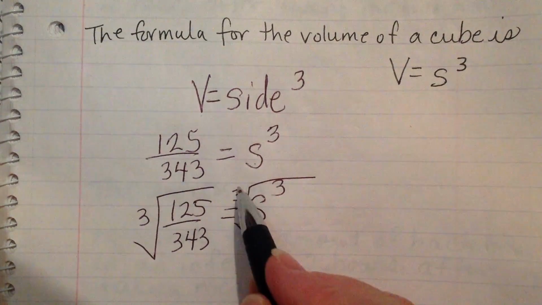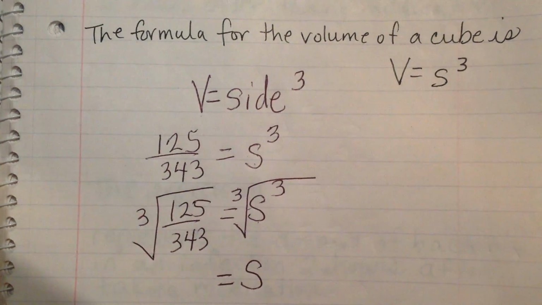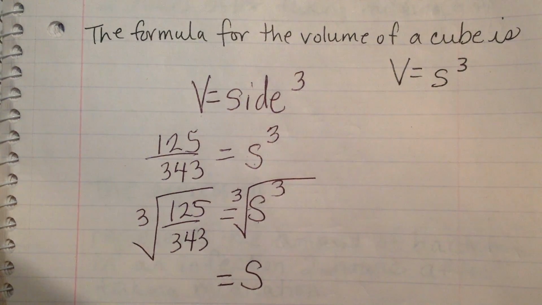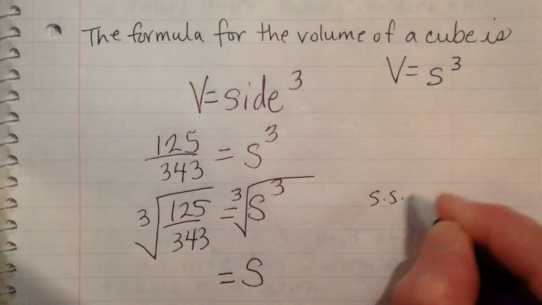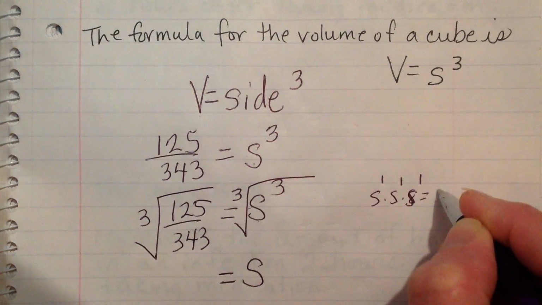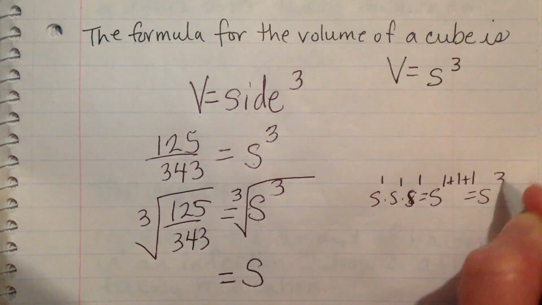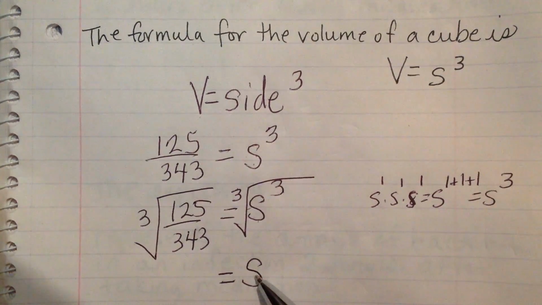Well, the cube root of S cubed is S. I'm asking you what times itself 3 times gives you S cubed. Well, it's S times S times S. Remember, when you're multiplying, add exponents. So if you multiply S times itself 3 times, S to the first times S to the first times S to the first, you get S to the 1 plus 1 plus 1, which is S cubed. So when you take the cube root of S cubed, it is S.